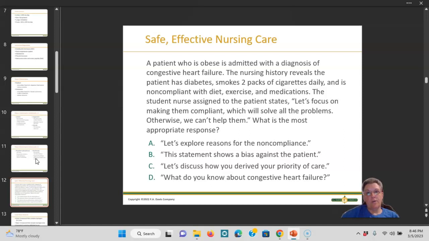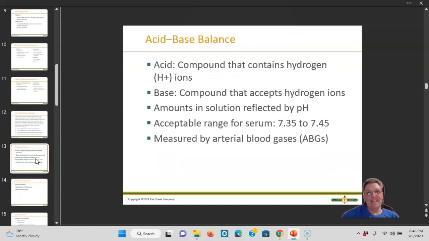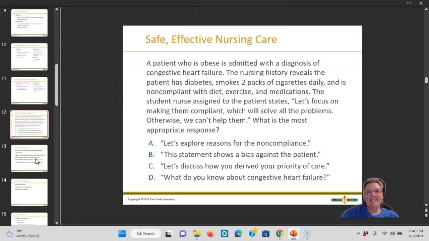My concern is the words "making them compliant." It's never going to solve the question, right? So let's see what they say. Oh, they didn't tell you an answer. All right. For me, I would say this is a bias towards the patient. I would want to know what they know about congestive heart failure.